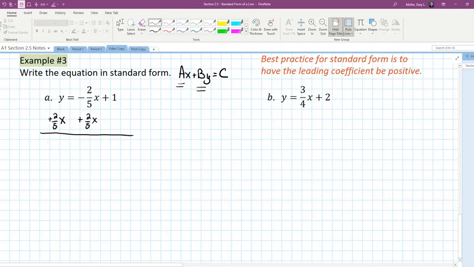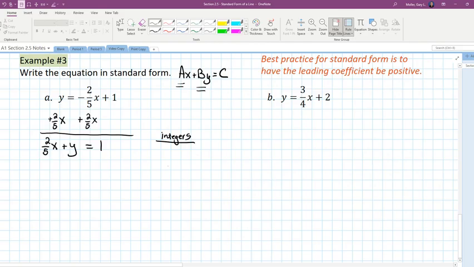And then I'll do it alphabetically, so x will go first. So I have 2/5 x plus y equals 1. So we've done most of the job, which is to get the x and the y on the same side. Now the other part is we want them to be integers. And so that means no fractions.